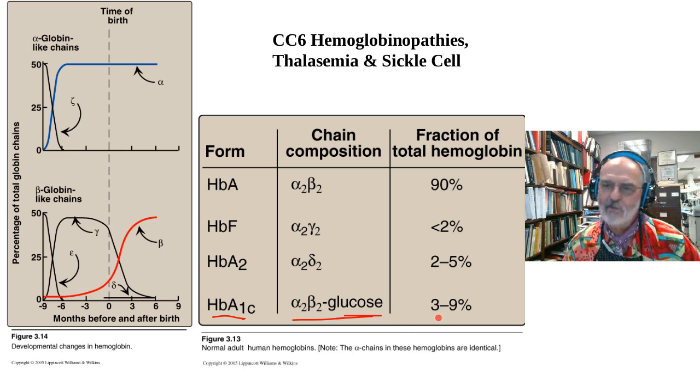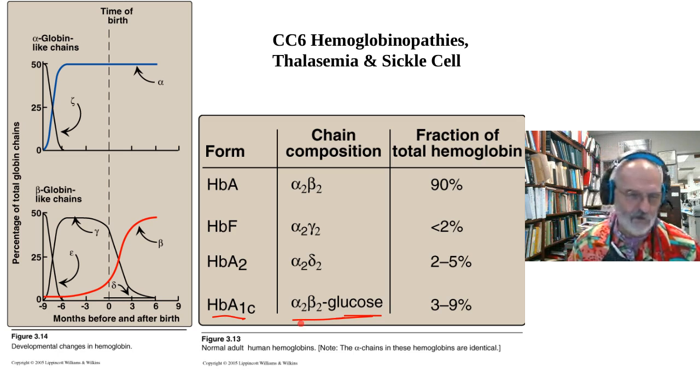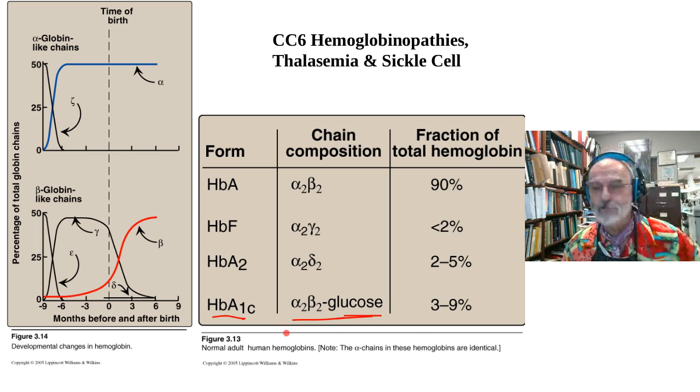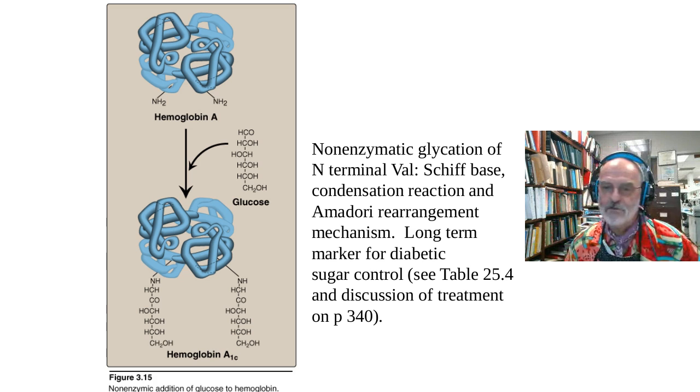Typical adults walk around with about 5% or less. People who are wildly out of regulation in their glucose levels might have as much as 10 or 12 or more percent glucose. This lasts a long time because the life cycle of hemoglobin is typically 120 days. So it's a long-term measure of glucose regulation.